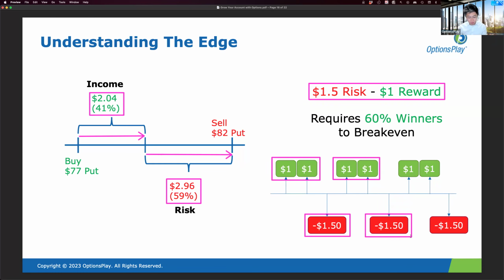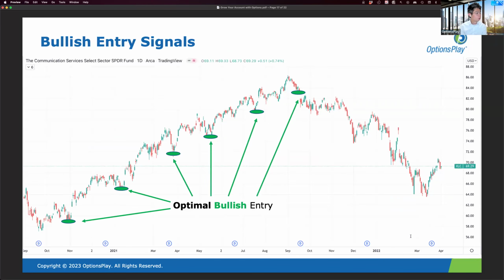But there's a second part where you can find an edge with this strategy as well, which is your timing. Meaning, if you look at this chart here, it doesn't matter what this chart is, but this is a chart of a stock that was trending higher. And like I said, whenever you identify a stock that's trending one way or another, that is an opportunity to potentially sell a credit spread. In this particular case, a bullish credit spread.